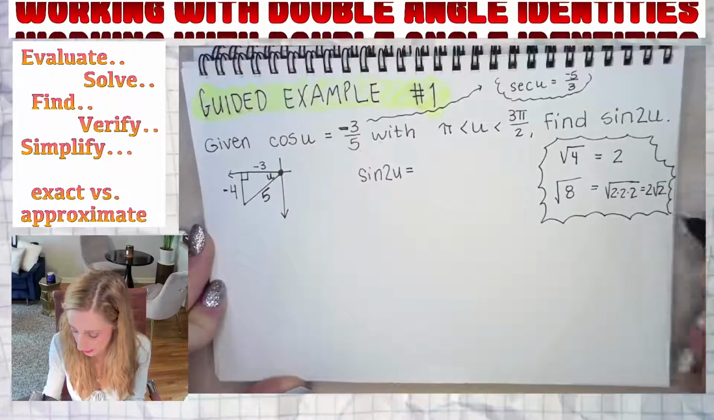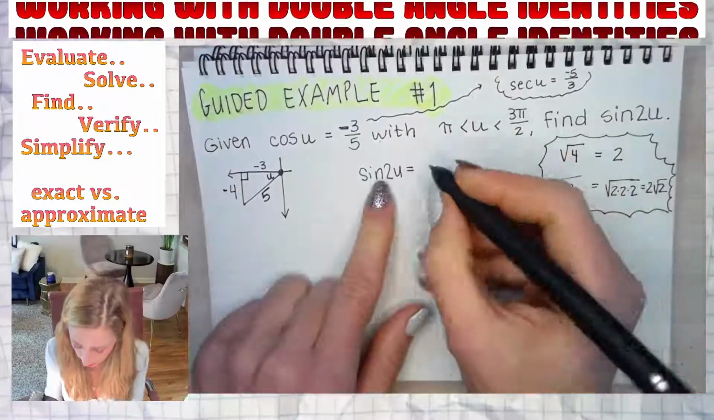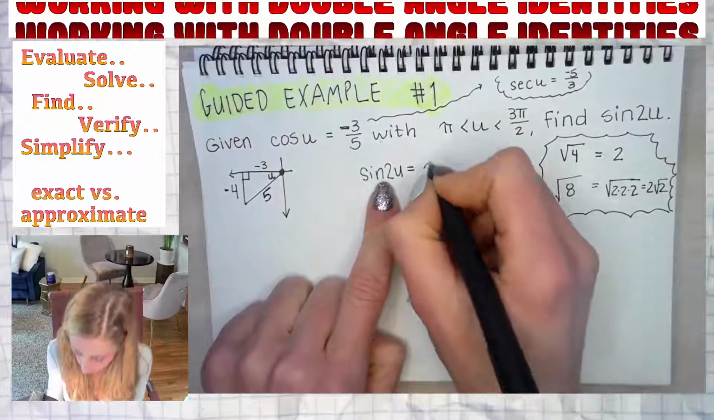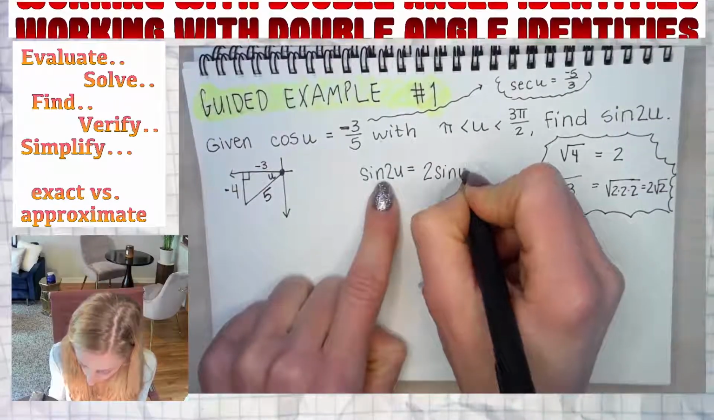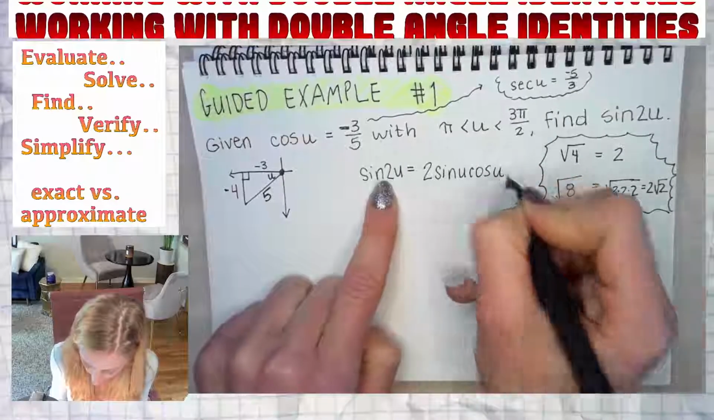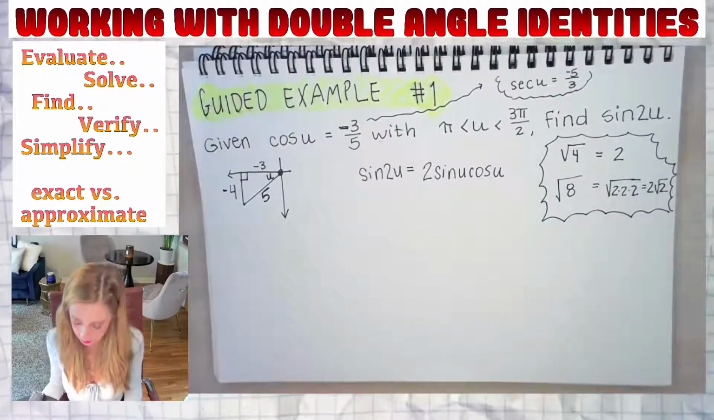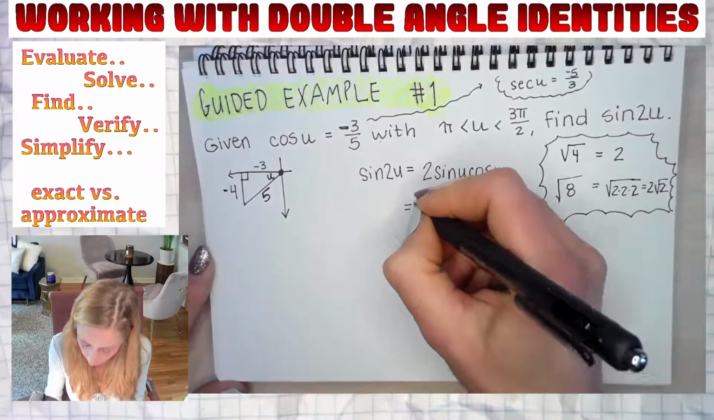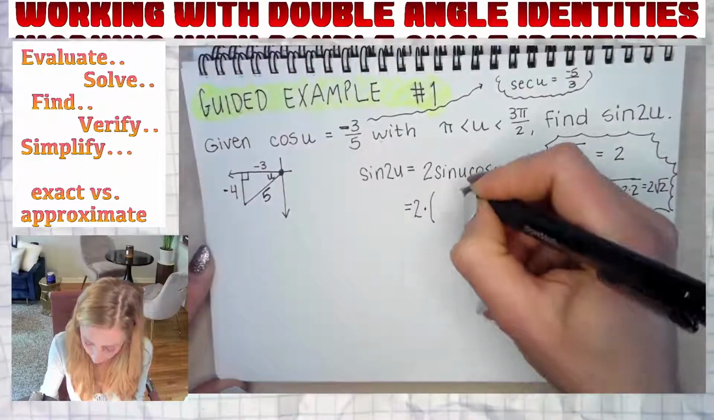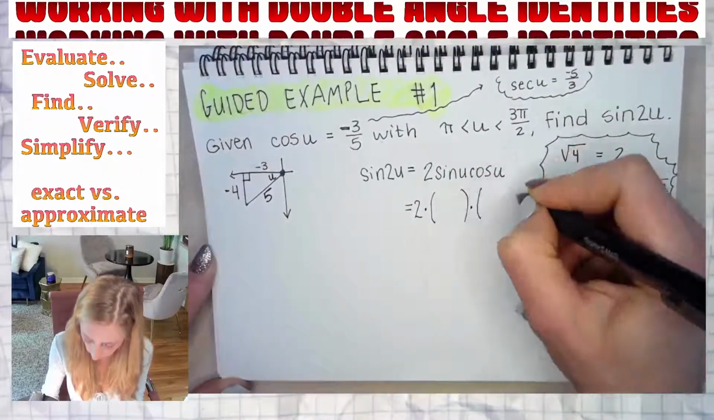I gave you guys all a formula that we'll use. So you should be able to find that in your notes. 2 sine u cosine u. Whatever letter we're using for the angle, we're just consistent with that. Okay. That's 2 times whatever the sine of u is times whatever the cosine of u is.